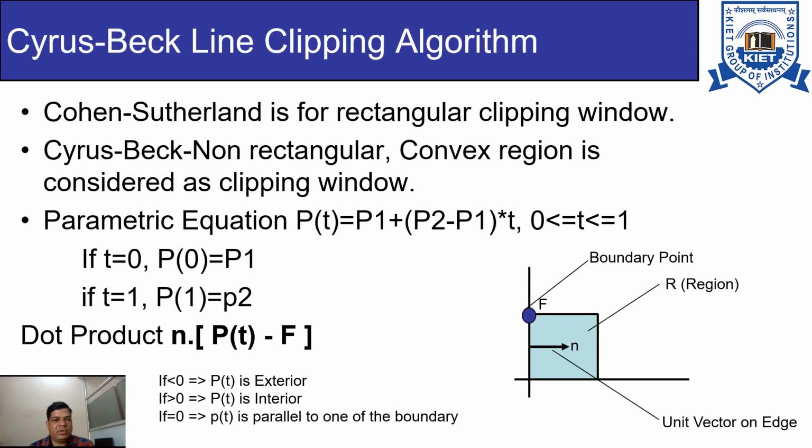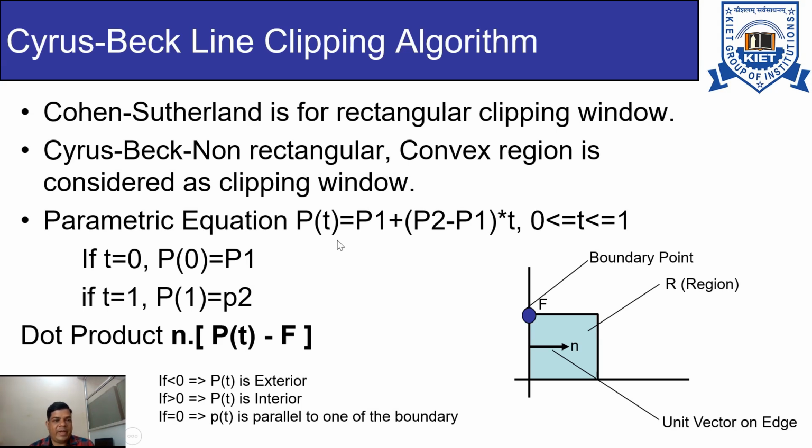Now we have already seen the Cohen-Sutherland line clipping algorithm. The Cohen-Sutherland line clipping algorithm is for a rectangular clipping window. But the Cyrus-Beck algorithm is used for a non-rectangular convex region as a clipping window. So in this we can say that the clipping window is a kind of non-rectangular convex region.